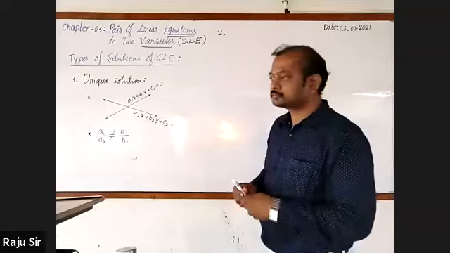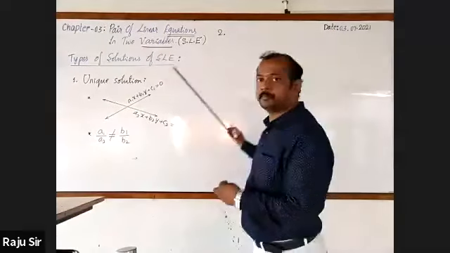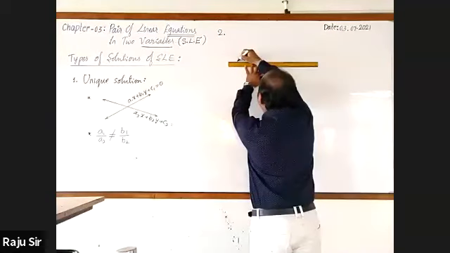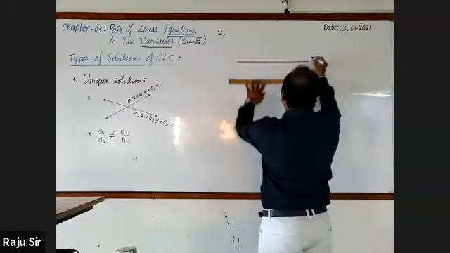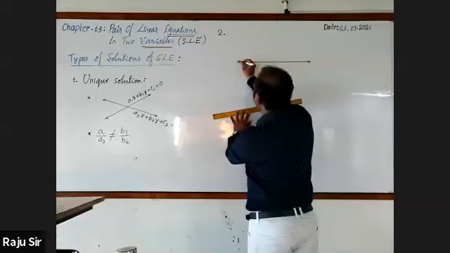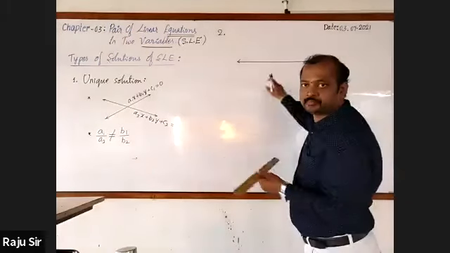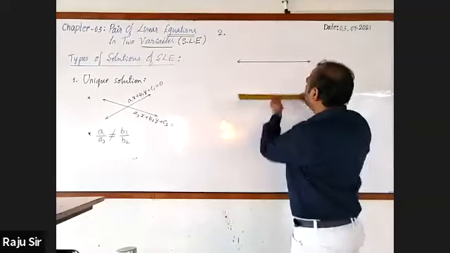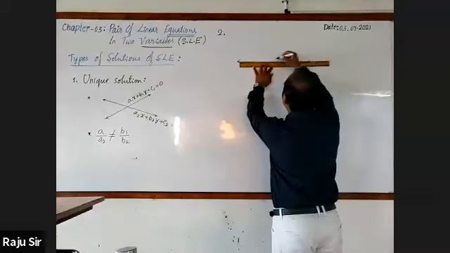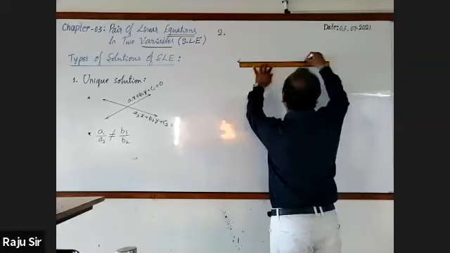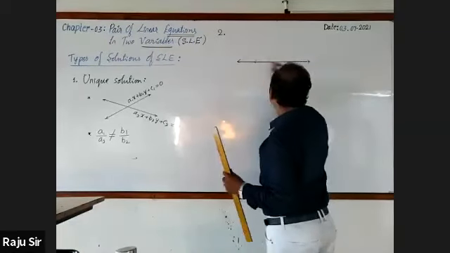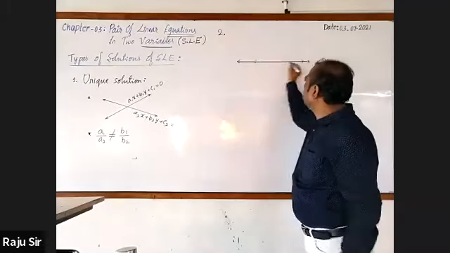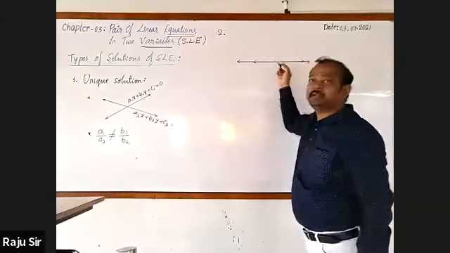Observe. Second one, here I'm drawing the lines, that is the graph of two linear equations in two variables. This is the graph of one linear equation and another one. Assume that it lies on the same line. Now, could you tell at how many points both the lines will intersect?